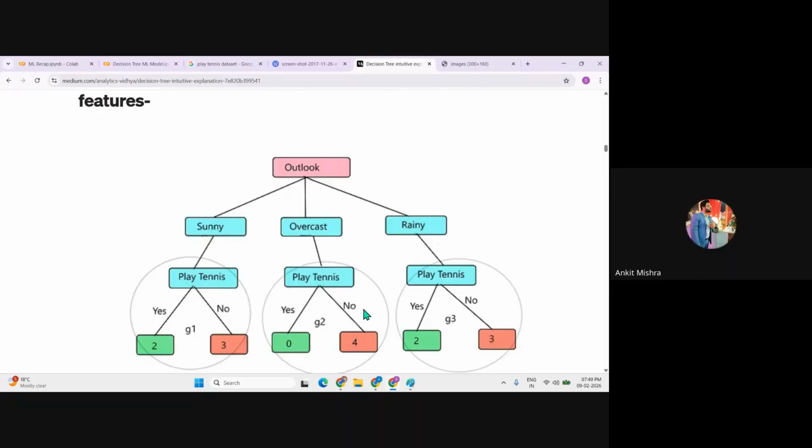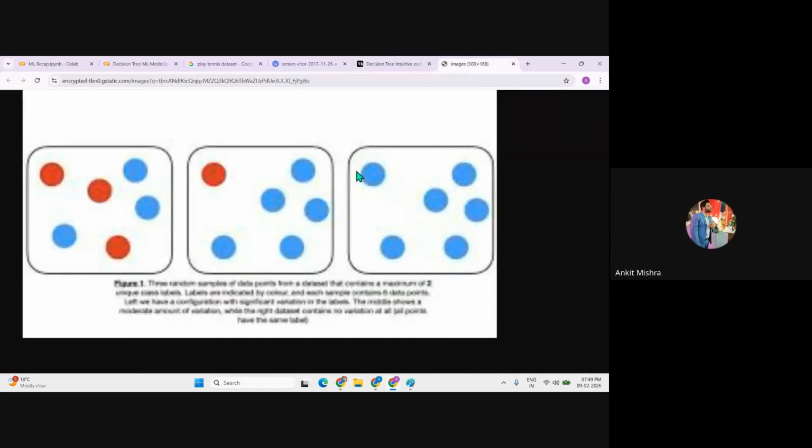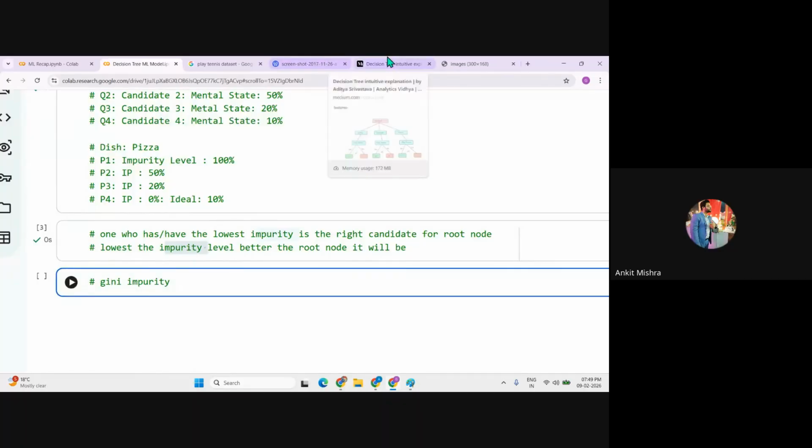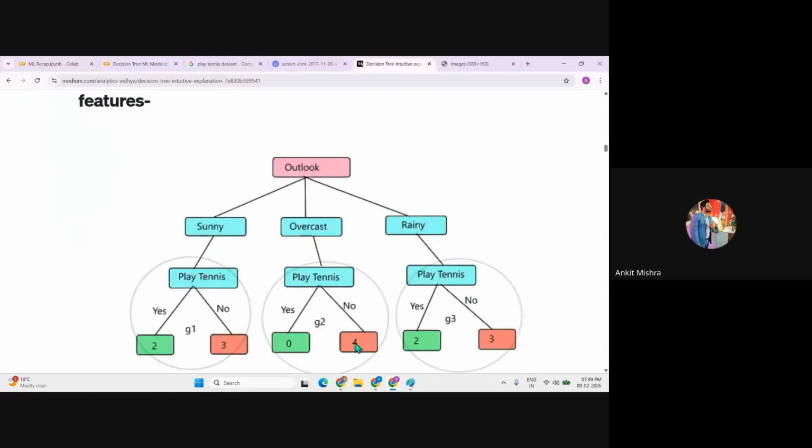So the impurity of this one is 0. Why? Because we are not getting any different class. Just imagine this as a box. Here we are only getting the blue color box, right? Here we are only getting the red color value, or the no tennis value. We are not even getting any one value. So the randomness of this group becomes 0. If the randomness becomes 0, then the impurity becomes 0 also, right?